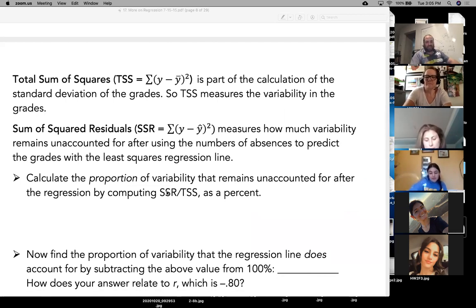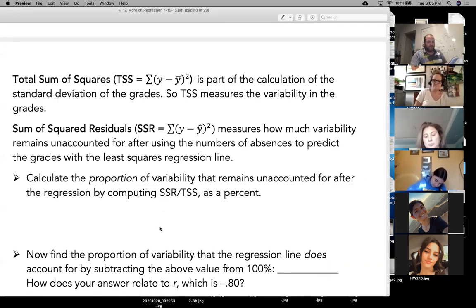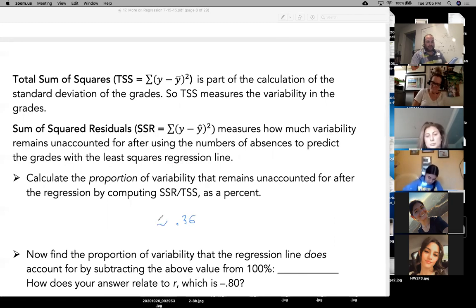Now calculate SSR over TSS. What was the TSS again? I forgot. 2720. Okay, so 979.01 over 2720, we get a value of approximately 0.36. That SSR over the TSS is approximately 0.36.